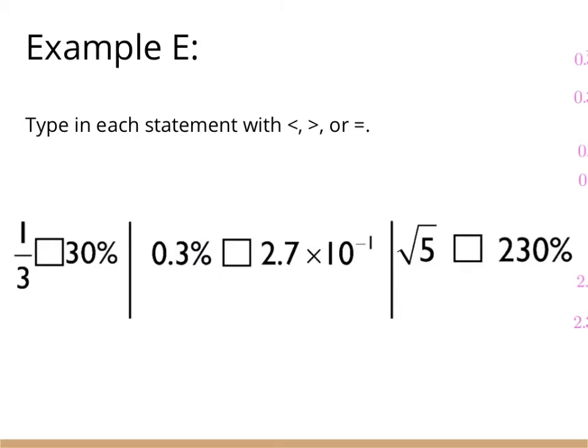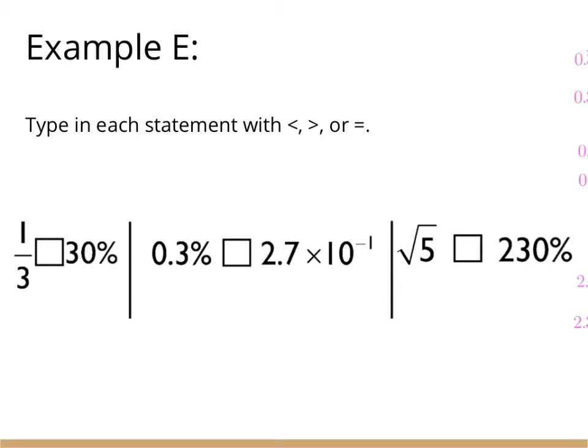So here we are at example E. In example E, we're going to type in each statement with either a greater than or a less than or an equal to. We're trying to determine which symbol goes in between. So again, I've got fractions, I've got percents, I've got scientific notation, I've got a square root. So I've got to turn everything into decimals because it's the only way I can compare things.